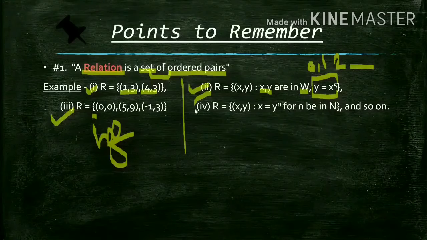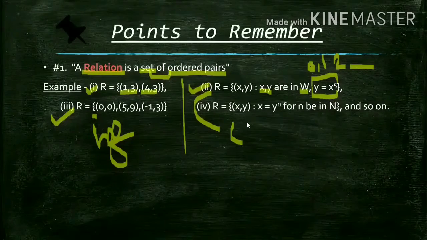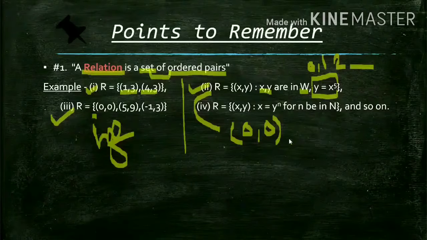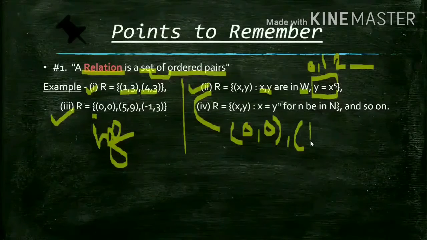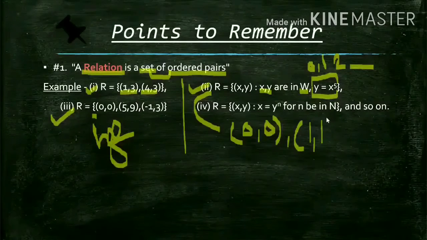If I ask you to write the elements, then, because x and y are whole numbers, they start from 0. So if I take x as 0, then putting the value of x, what would be the value of y? Again 0. So (0, 0) is one element in this set. Another element: if I put x equal to 1, then what would be the value of y? y would also be 1. So another pair is (1, 1).